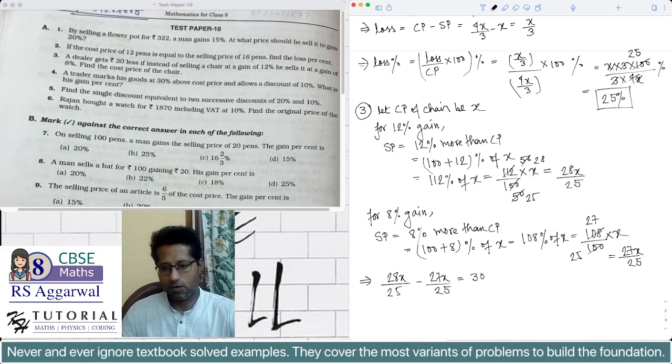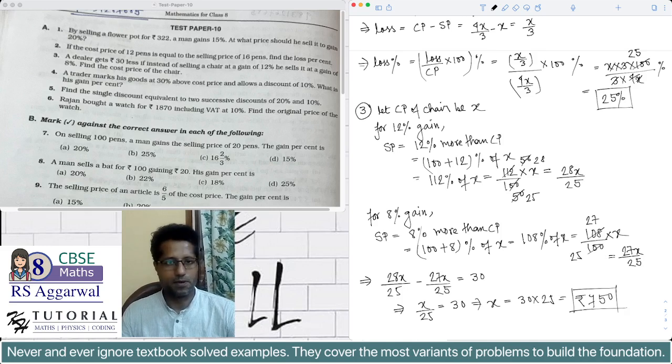So we get a linear equation in x and we can easily solve for x. This implies if we simplify the left hand side, it is x by 25 is equal to 30. This implies x is equal to 30 multiplied by 25, which is equal to rupees 750. So rupees 750 is the cost price of the chair.